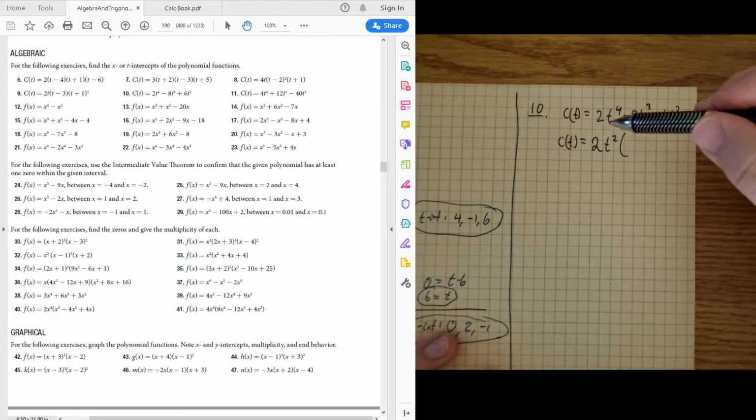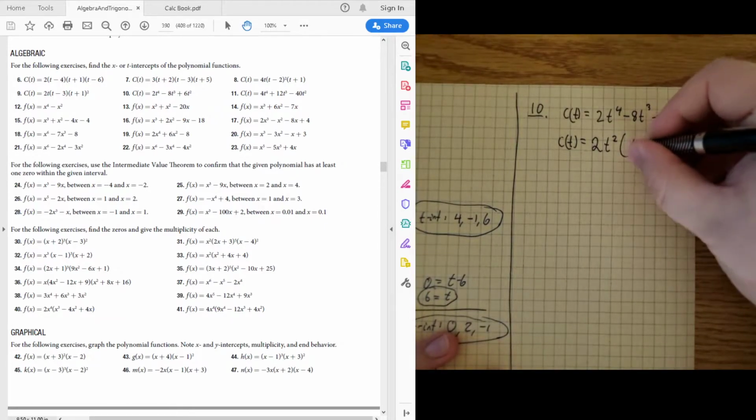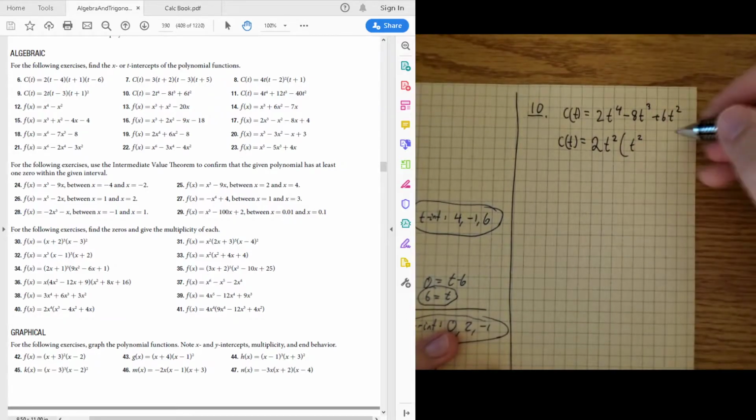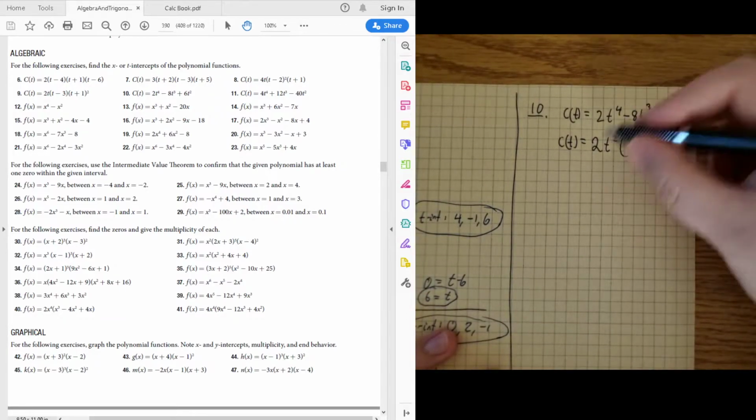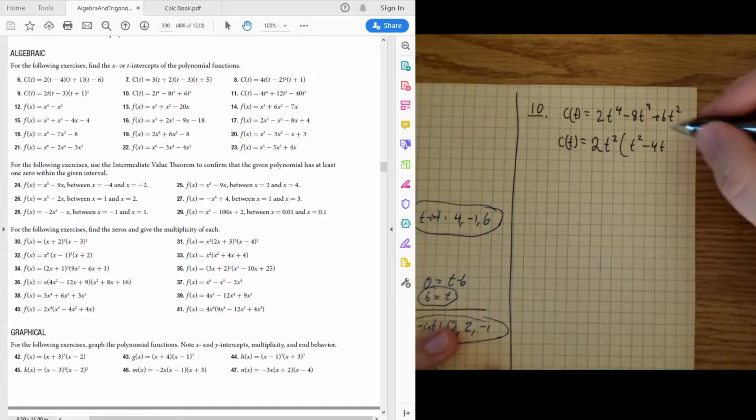In this first term, there are 4 t's. In this one, there are 3 t's. In this one, there are 2 t's. And if I take a 2 out of each of them, I can tell what's going to be left behind. There will be 2 t's left in the first one. So if I take a 2 out of there, it would become a minus 4. But there'll be 1 t left because I took 2 of those t's away. And then plus 3.